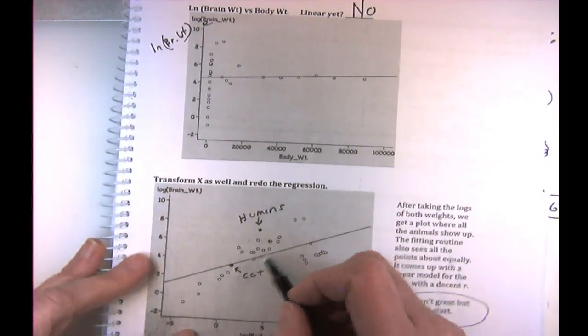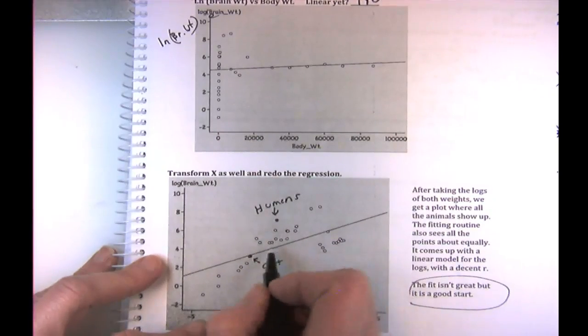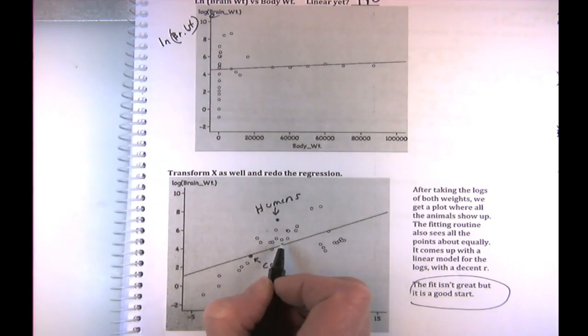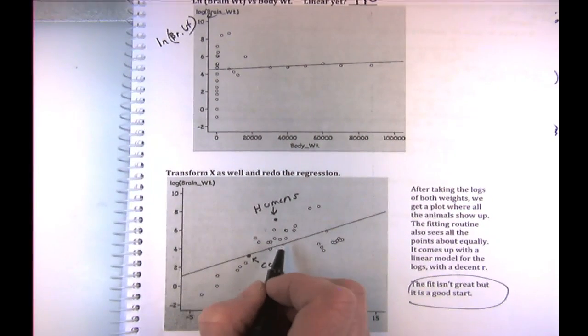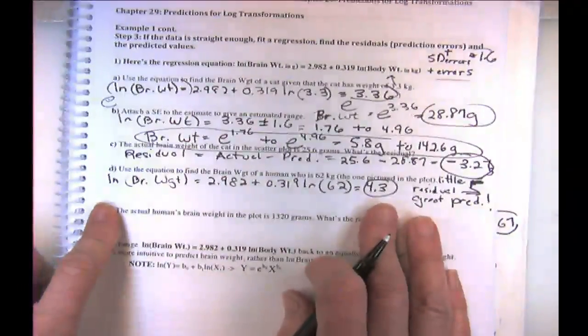So this is our prediction for the human. The human's about right there. The prediction looks about 4.3. Yeah, I mean, in that right range. But look how big the residual is. It's a big residual. Now, that's the log.